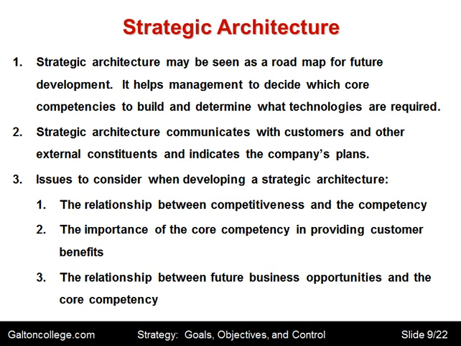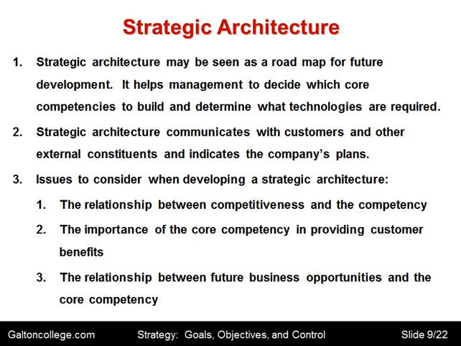Now, the issues to consider when developing a strategic architecture. First of all, the relationship between competitiveness and the competency of the business. What's the relationship between competitiveness and, if you like, the core competencies? People may have special talents and there may be specialist machines in the business, but perhaps they're not being used effectively, and therefore they are not contributing towards the overall competitiveness of the business. It's a question of harnessing the core competencies and channeling them in a way that helps them to become more effective in delivering competitiveness.